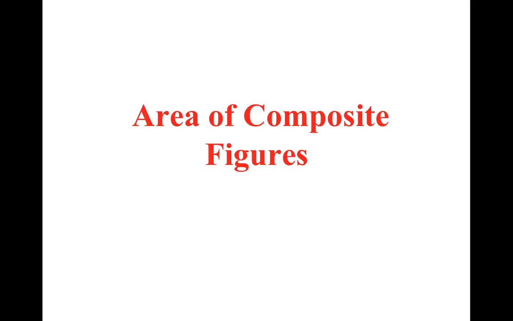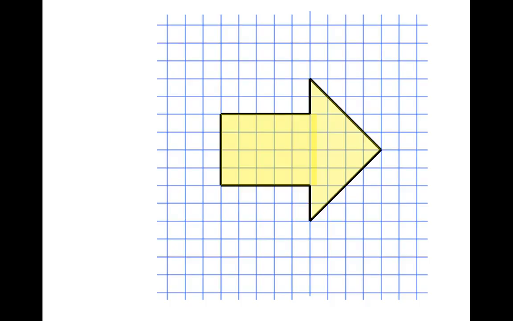Hey everybody. Today we're going to be talking about the area of composite figures. We talked about the perimeter of composite figures, so you have to remember what a composite figure is. It is two or more shapes that are put together. So this would be a perfect example of a composite figure. It looks like an arrow, but really it's a triangle and a rectangle.